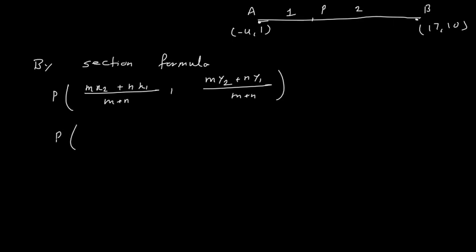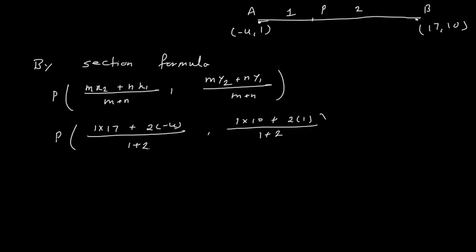So we will get P as 1 into 17 plus 2 into -4 divided by 1 plus 2, comma 1 into 10 plus 2 into 1 divided by 1 plus 2.